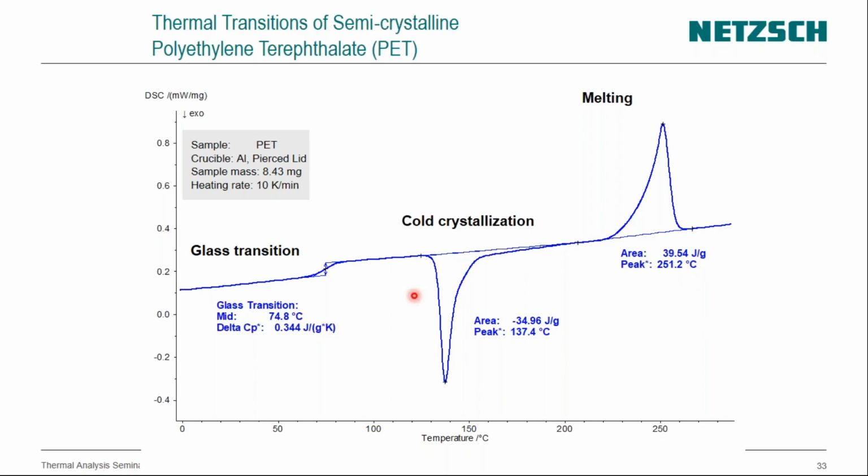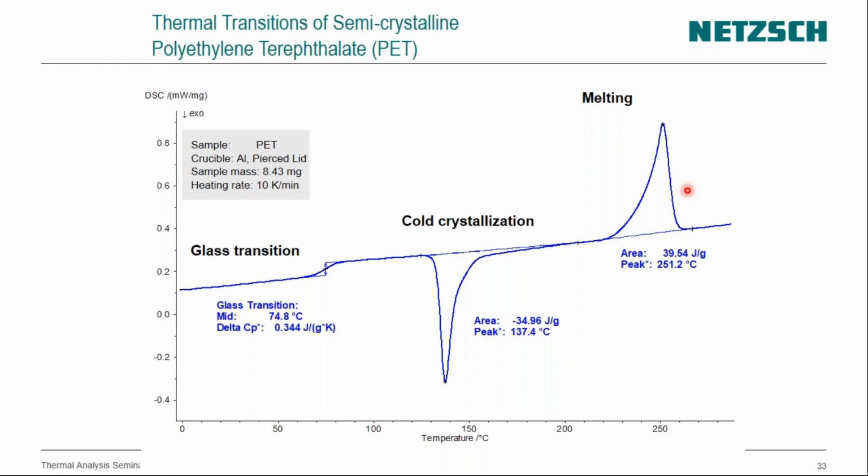Now, this is the first heating that we have done here. Ideally, we can also do the second heating. So we heat the sample, study the glass transition, the cold crystallization behavior, the melting, and then we cool down. When we cool down at a specific rate, say 10 degree per minute, we study the recrystallization behavior of the sample.